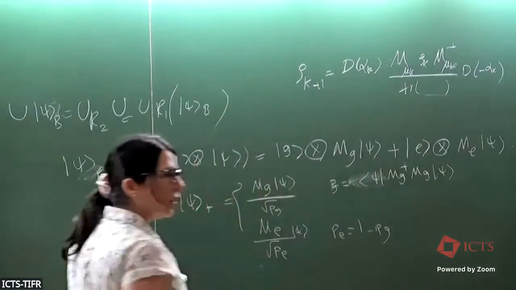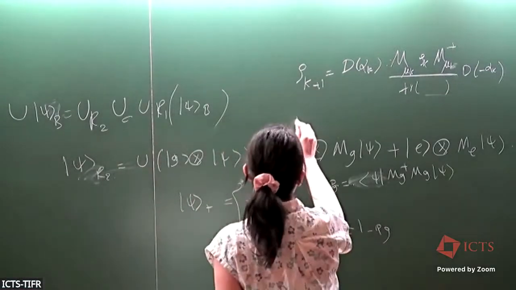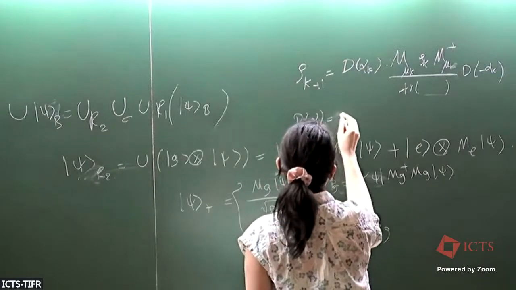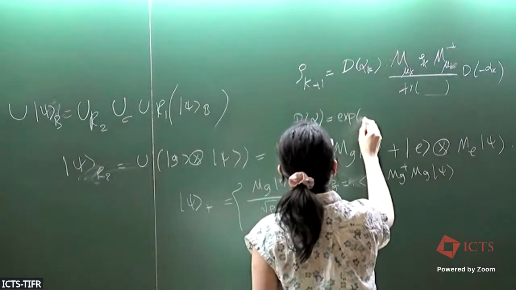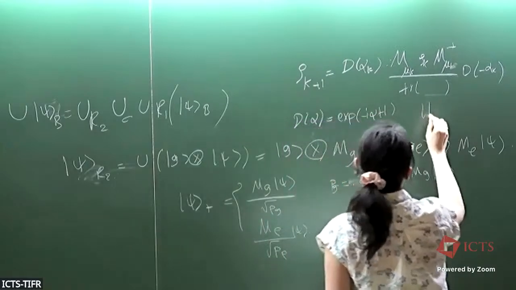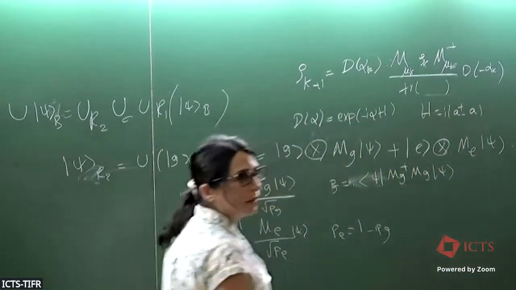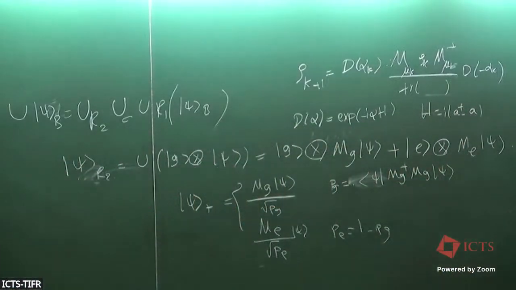Okay, and the D alpha k is in fact a unitary, which is exponential of minus i alpha H, and your H is i a dagger minus a. So then you know how the dynamics changes once you apply your feedback.